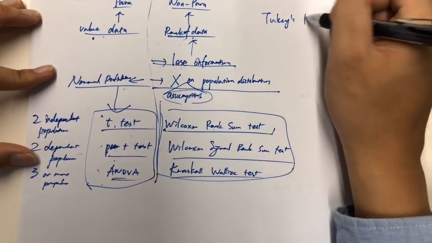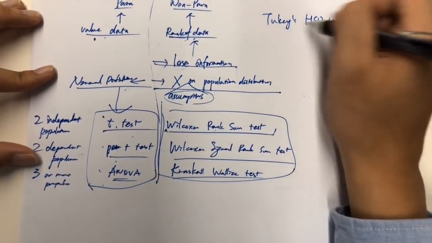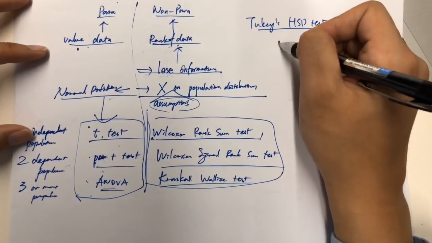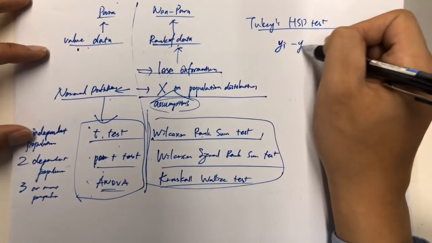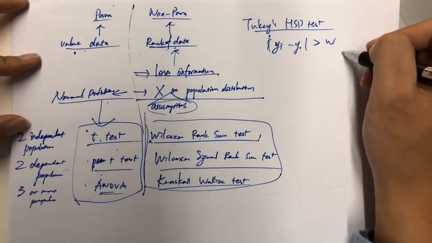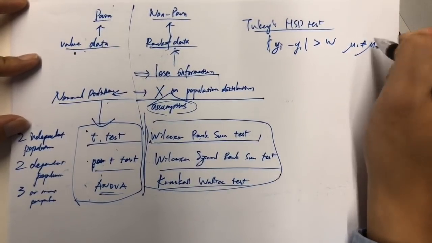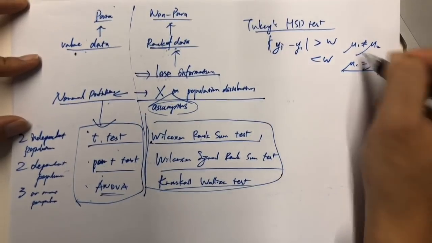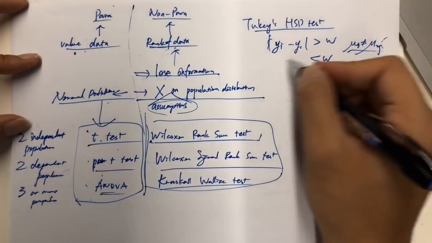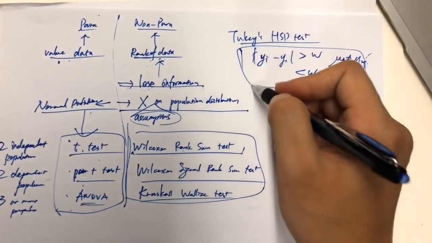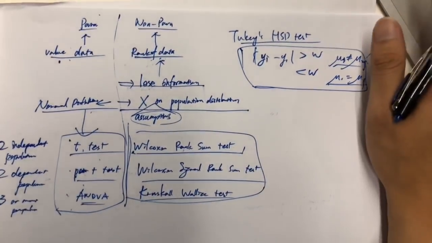Tukey's HSD test. You don't need any calculation on that. You simply need to know that if yi minus yj is greater than w, then we think the population mu i does not equal mu j. If it is less than w, then mu i equals mu j. So it's all about how you draw your conclusion.